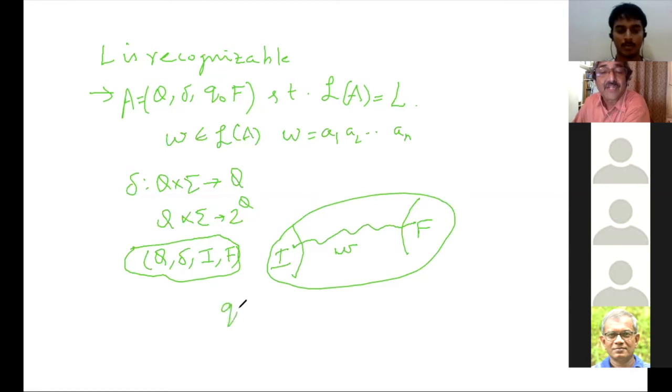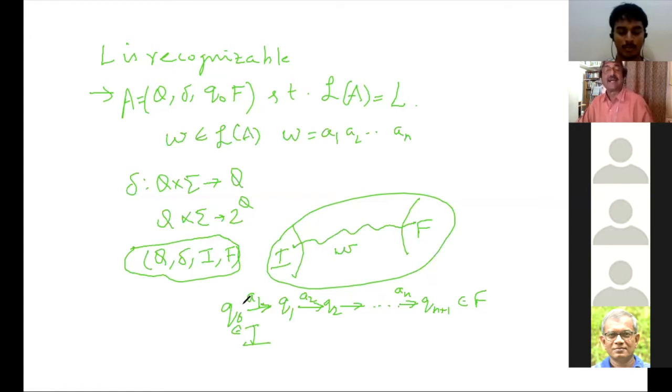So that means I should be able to find a path. On A1, the automaton goes from Q0 to Q1, on A2 to Q2, and so on. On AN, it goes to Qn plus 1, such that this belongs to F, and this belongs to I. So you start from one of the initial states, and on A1 the automaton can make a transition to Q1, to Q2, and so on, and you arrive at F. This is really what your automaton is doing. Now, how do I describe that in terms of logic?